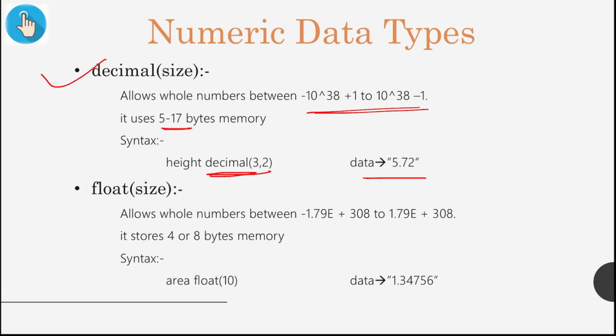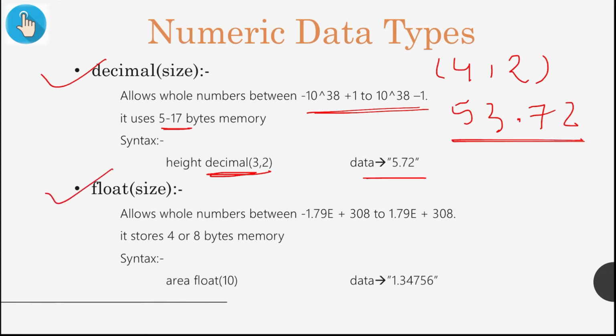Now suppose we give a length of 4 comma 2, sorry. Then the total length of our data should be 4 and after the decimal there should be 2 digits. For example, 5372. Here 5 and 372 make up the total length, and after the decimal there are two numbers. So this satisfies it. Now comes the float.